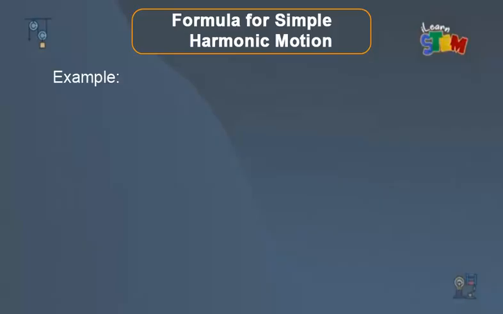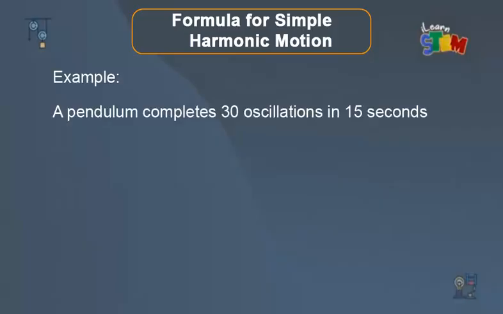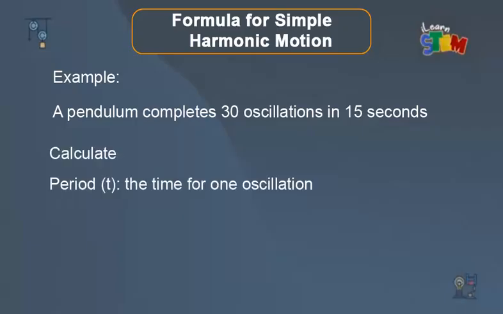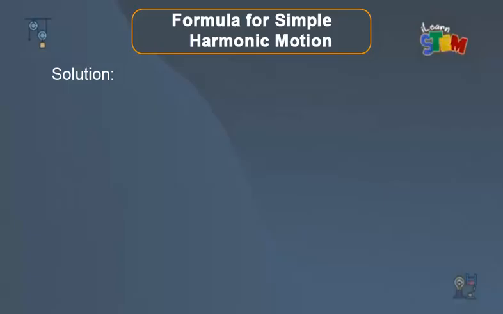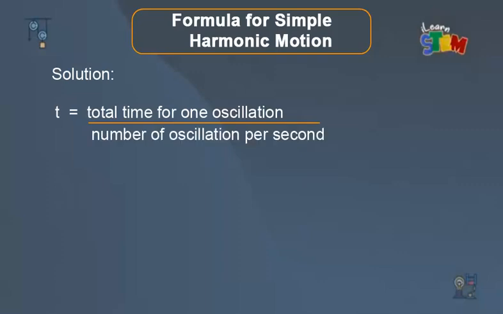Example: a pendulum completes 30 oscillations in 15 seconds. We need to calculate period, T, the time for one oscillation, and frequency, F, the number of oscillations per second. Solution. Stating the formula. T equals total time over number of oscillations. Given the values, T equals 15 seconds over 30 oscillations, which equals 0.5 seconds.